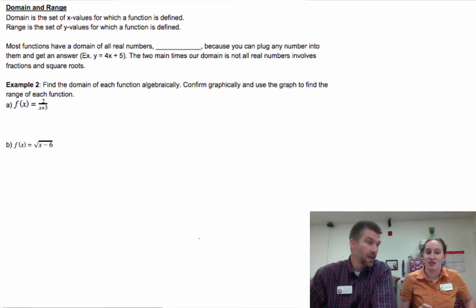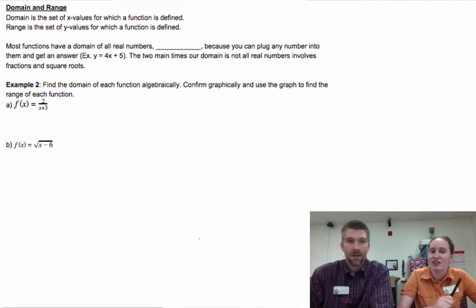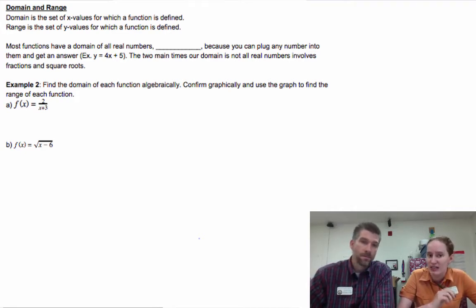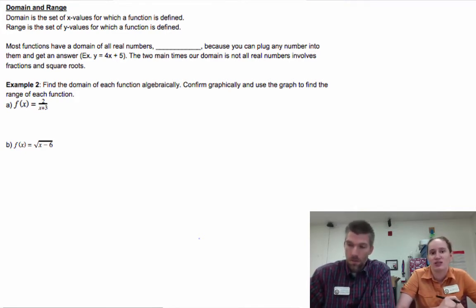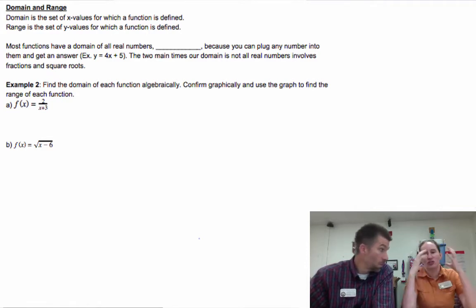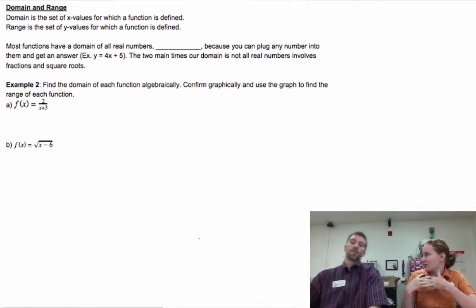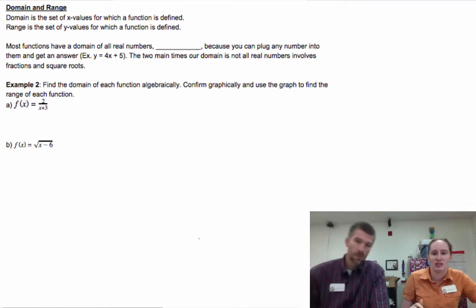Domain and range. Domain is the set of x values for which a function is defined, and range is the set of y values for which a function is defined. So it's the idea that we have a certain set of numbers that we can put into a function, and then we get out another set of numbers, and that's what the domain and range is.